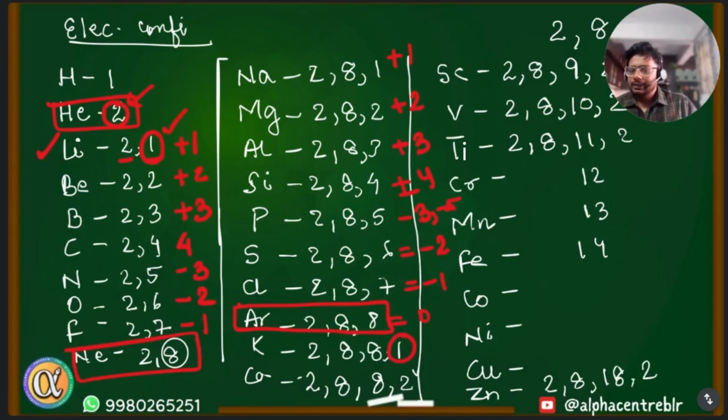Potassium has 1 electron in the outermost shell, so the valency is +1. And for calcium, the valency is +2. So all of you understood how we can find valency from the electronic configuration for various elements?